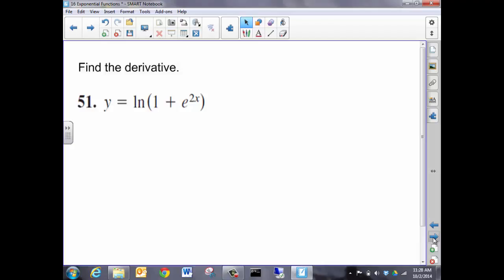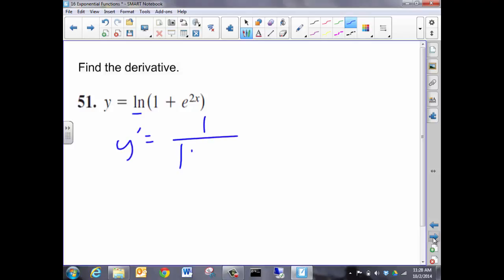What do you got to use here? 1 over argument times the derivative of the argument, okay? Because the ln is the outside function here. So you've got 1 over the argument times the derivative of the argument. The derivative of 1 is 0, and what's the derivative of e to the 2x? 2e to the 2x.